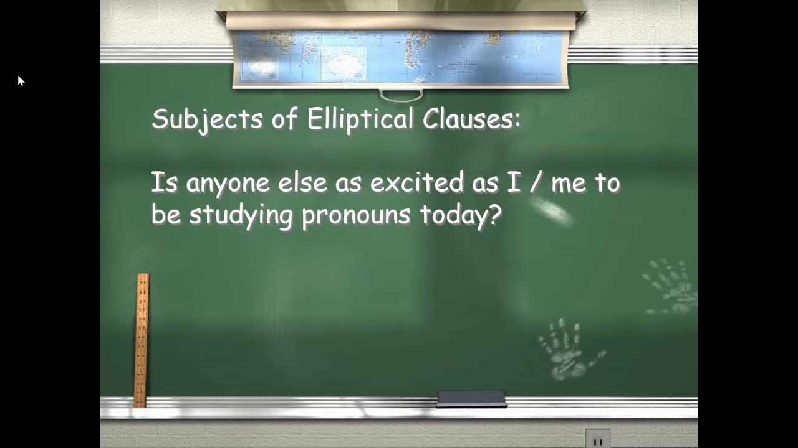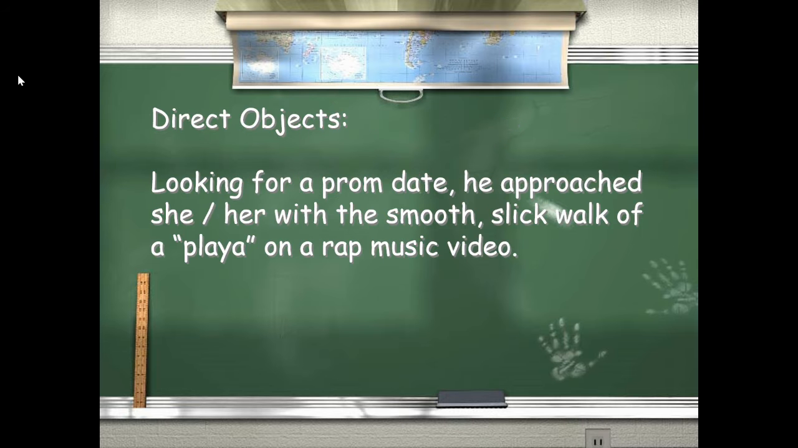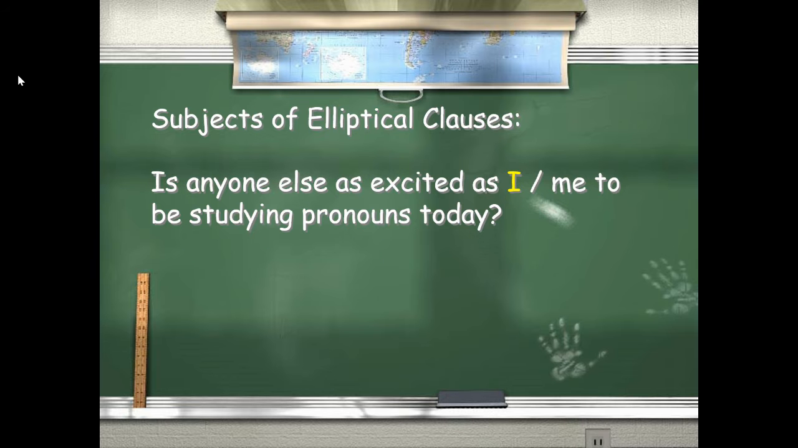Also be aware that there are subjects of elliptical clauses. So if I said, is anyone else as excited as I or as excited as me to be studying pronouns today? Well, a lot of us want to use the word me thinking it's a prep phrase, but the word as is actually very rarely a preposition. Usually it's a subordinating conjunction which starts a brand new clause. So I'm going to choose the word I because what I'm really saying is anyone else as excited as I am to be studying pronouns today? Sorry about that. So be careful of our elliptical clauses where we have to actually finish the full thought and realize, oh, the word I is actually a subject of a missing verb.